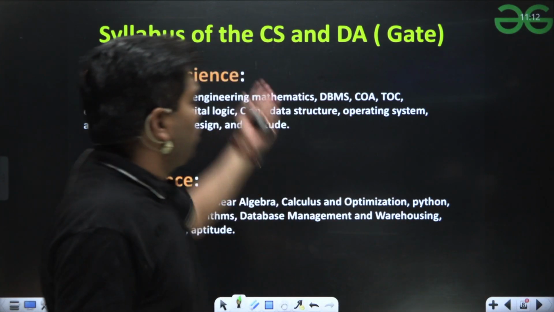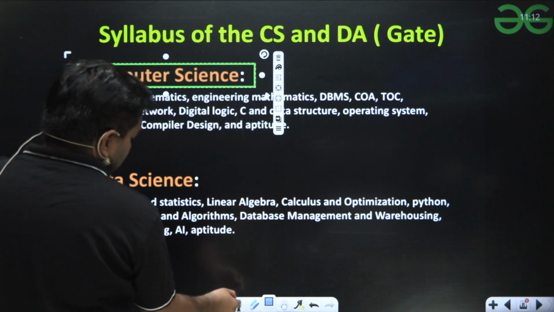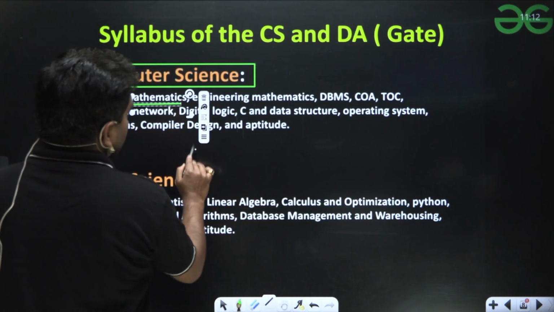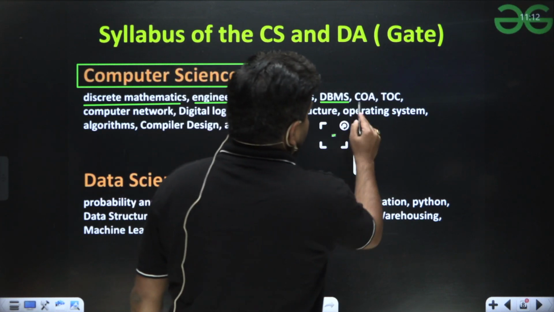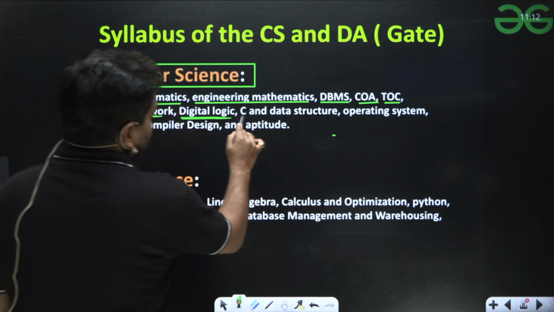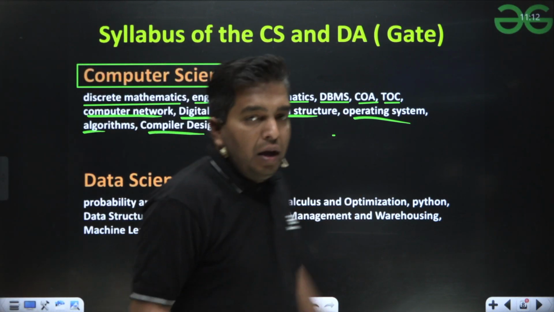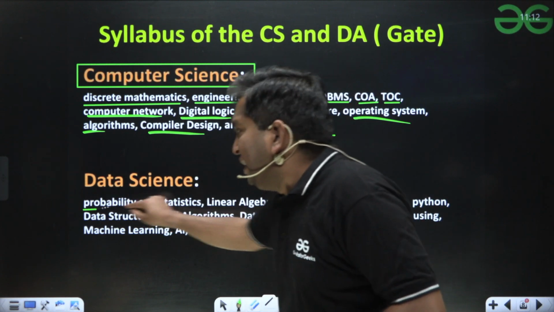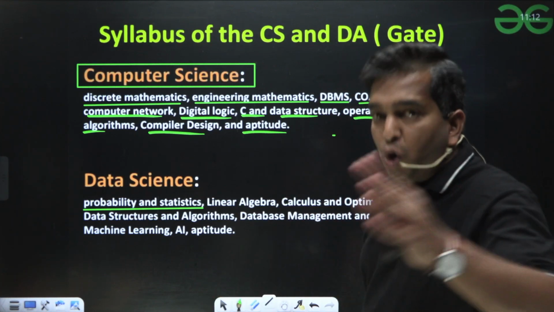Okay, so first of all, we will discuss the syllabus of computer science, my dear students. In computer science, we have discrete mathematics, engineering math, DBMS, COA, TOC, compiler, computer network, digital logic, C, data structure, operating system, algorithm, compiler design and aptitude. And in DA, there is a little bit of difference. You have math but in depth, and probability and stats is different, which is not in CS.